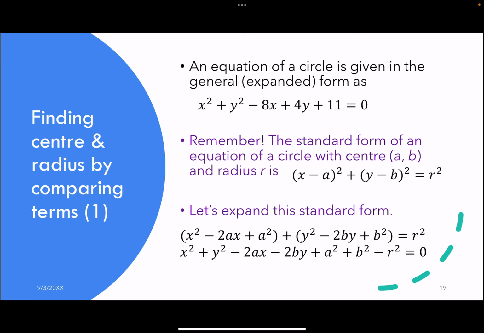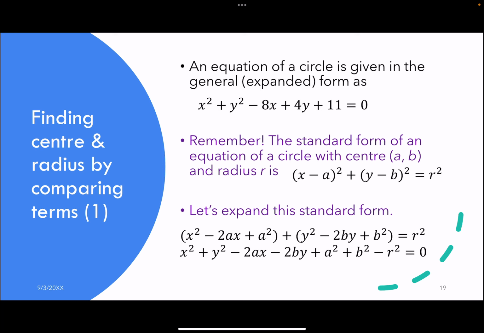Now, you may have actually seen only the standard form of the equation. If we have a center (a, b) and the radius is r, we have the equation in standard form as (x minus a) squared plus (y minus b) squared equals r squared. And this is actually based on Pythagoras' theorem, where we form the three sides and we link them up.